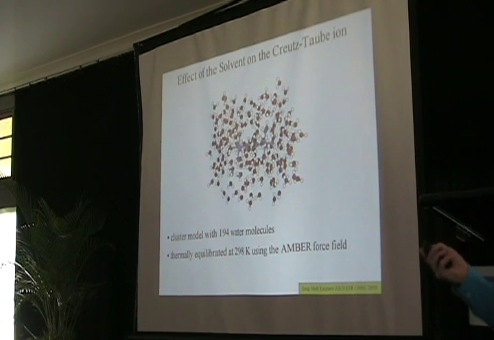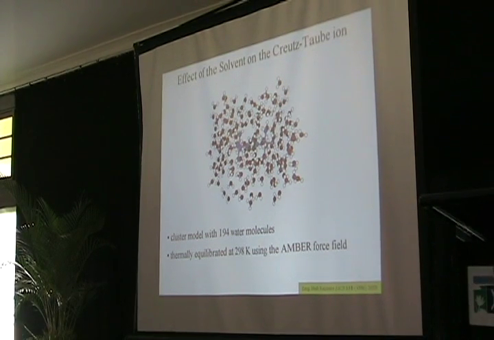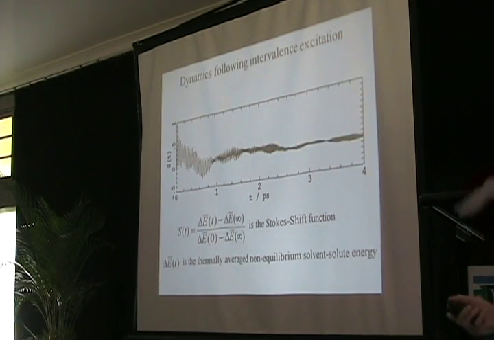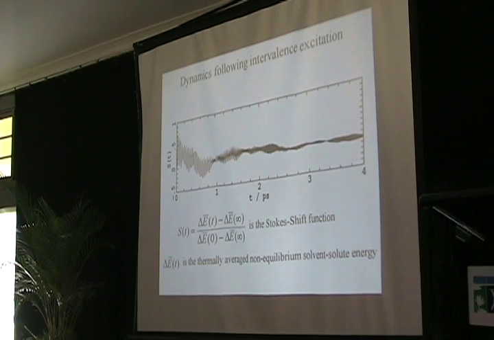And so then we sample initial conditions out of that molecular dynamics trajectory, and then excite those initial conditions to go to the excited state, and now we look at the dissipation of the energy when you've gone to the excited state as the system tries to relax back.